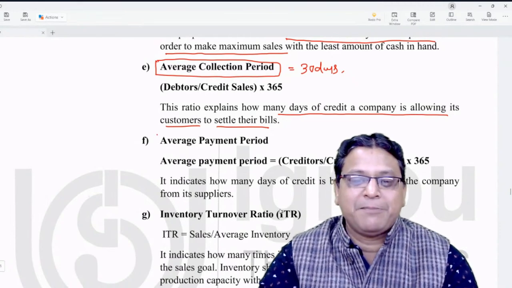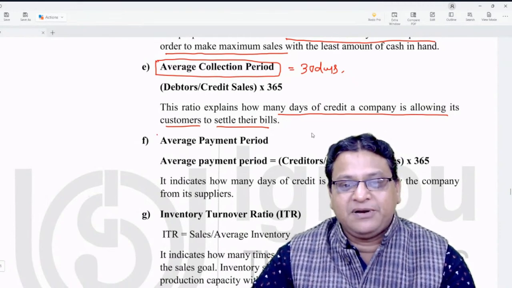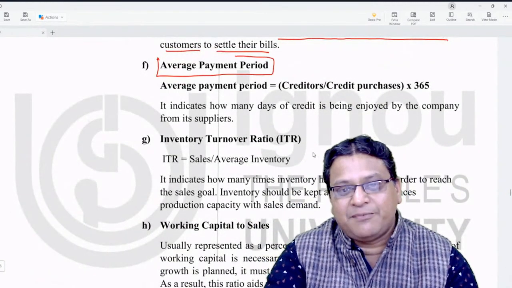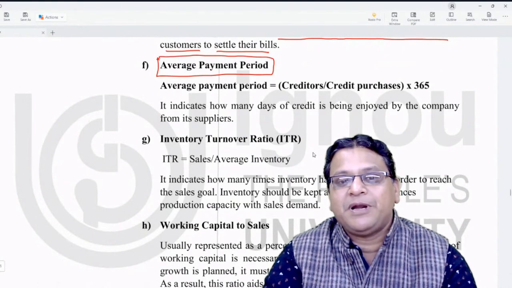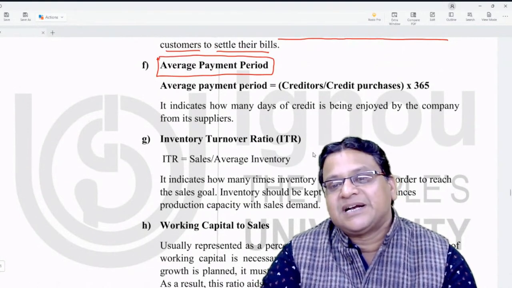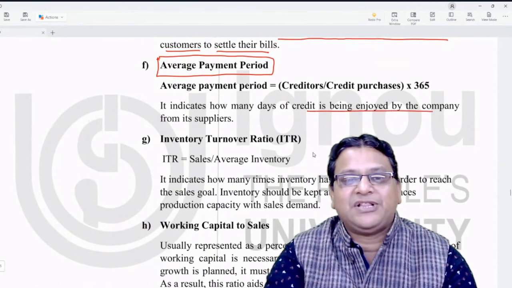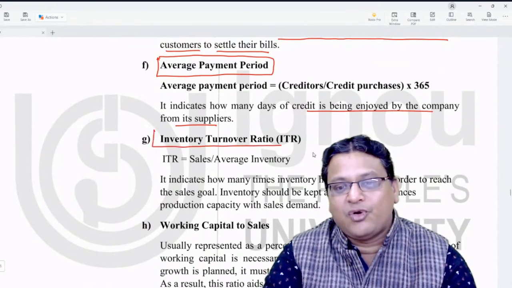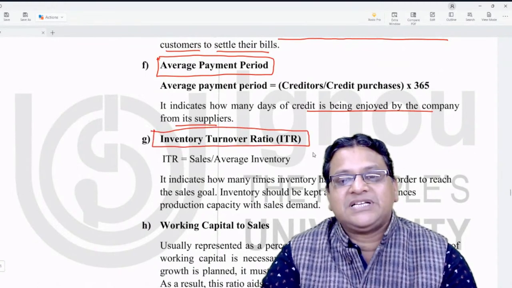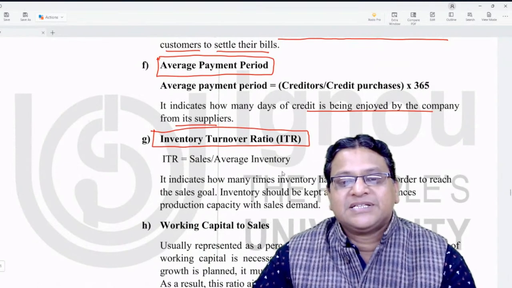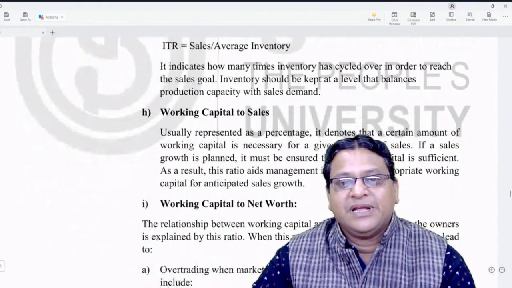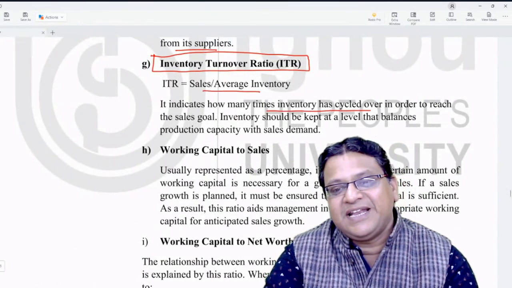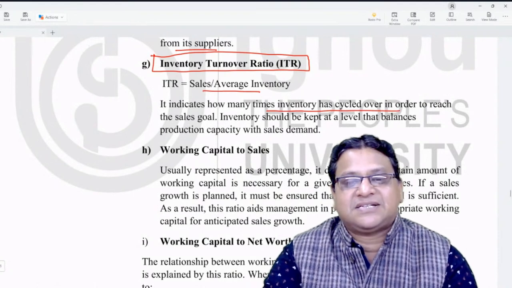Next, average payment period. What does average payment period indicate? Average payment period indicates how many days of credit is being enjoyed by the company from its suppliers. Then another thing is inventory turnover ratio or ITR. It is calculated by sales by average inventory. Inventory turnover ratio tells how many times the inventory is converted into sales.